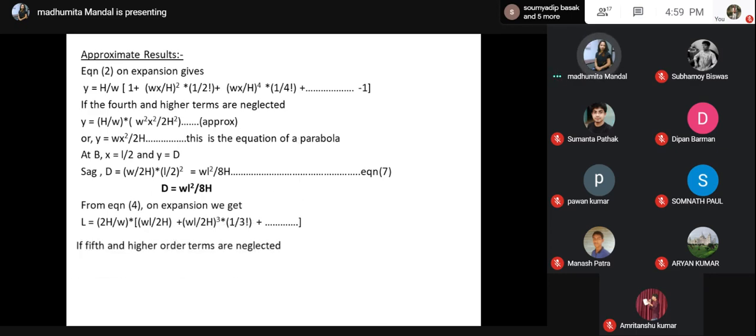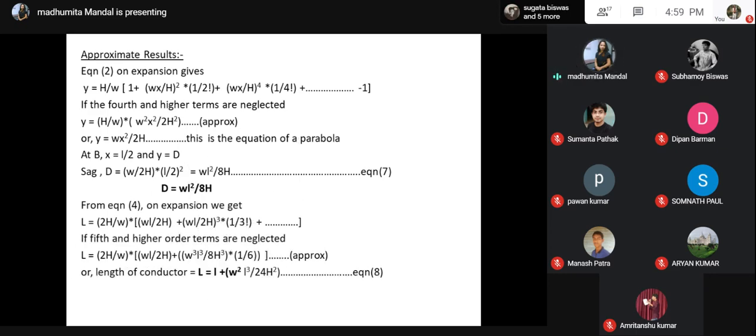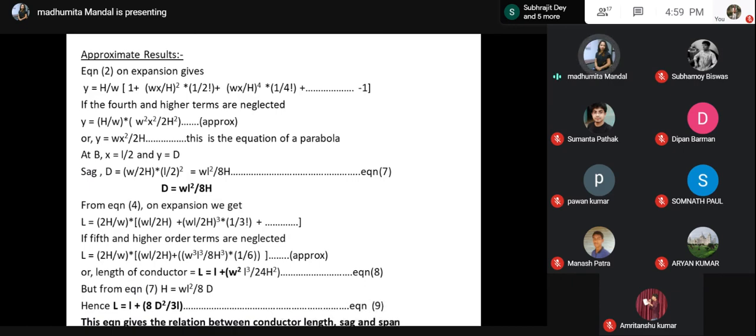Similarly, for the length of the conductor, if we neglect the higher order terms, then the length of the conductor will become L is equal to small l plus w square l cube by 24 h square. And if we replace this h by w l square by 8d, then this equation will give the relation between the conductor length, sag, and span length.